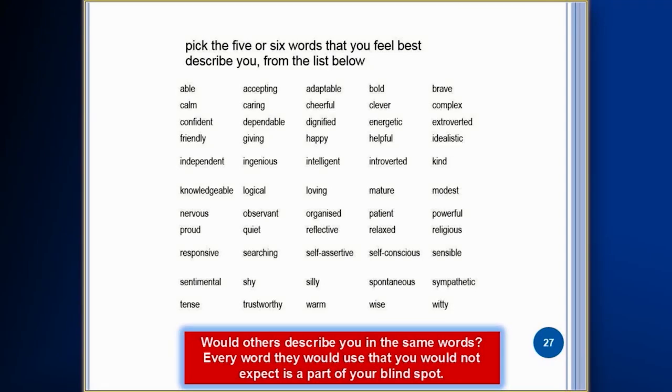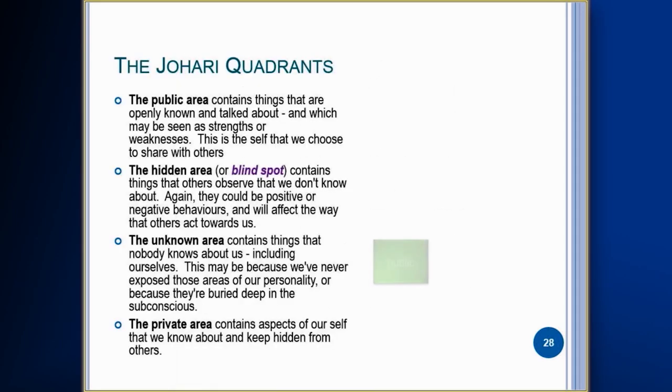Instead, the concept of the blind spot is understanding that we all have blind spots, but it may be to our advantage to take specific actions to decrease them. And in fact, feed forward is one way of doing that. So what are these quadrants?